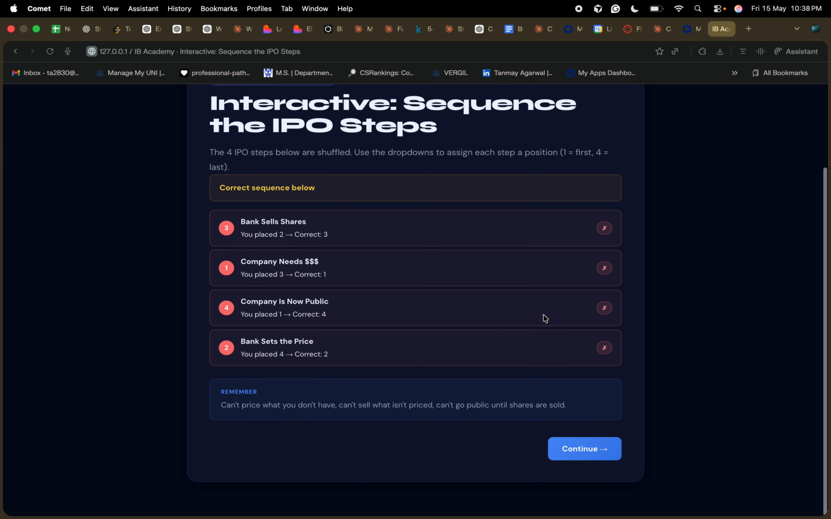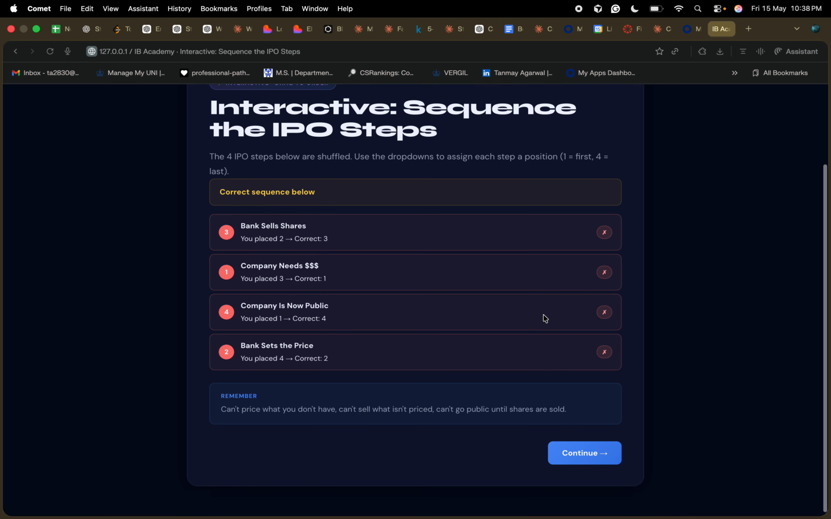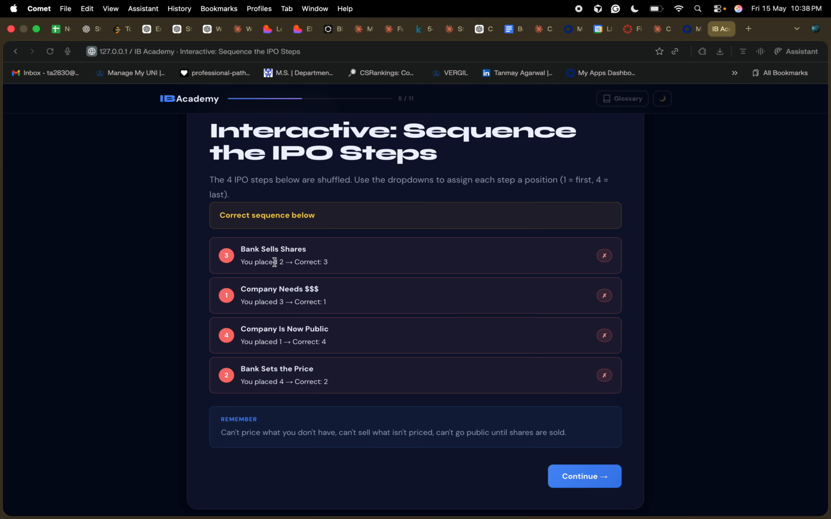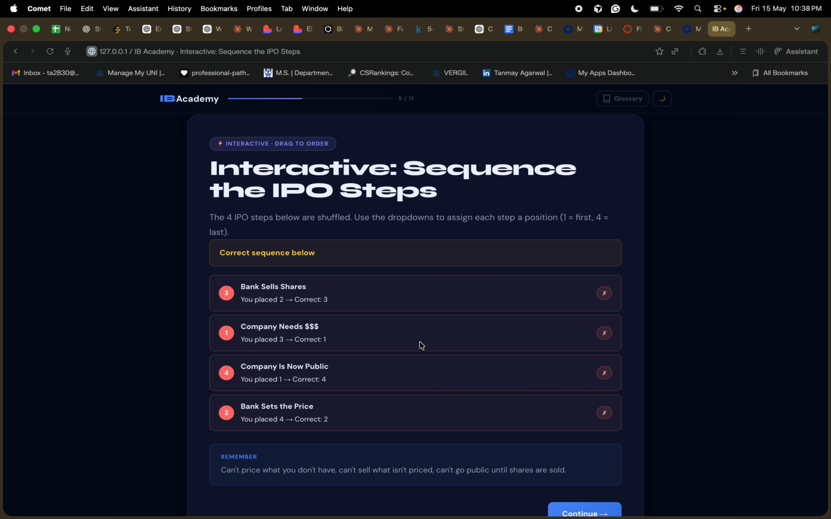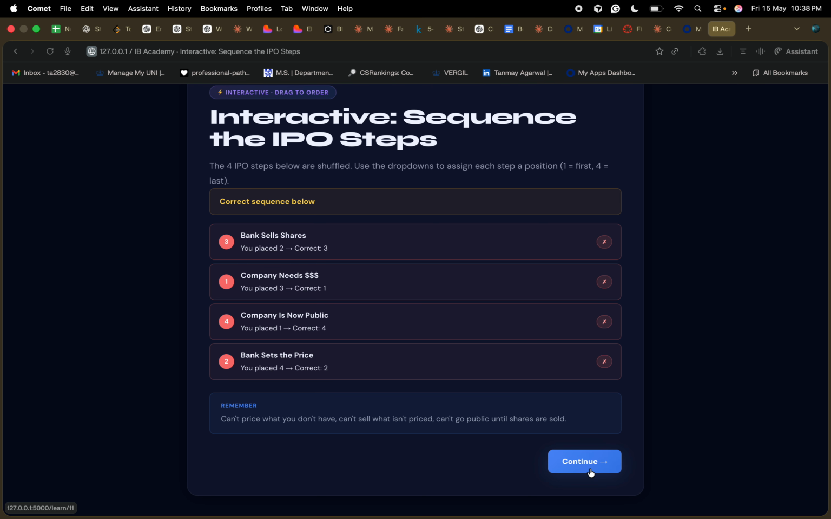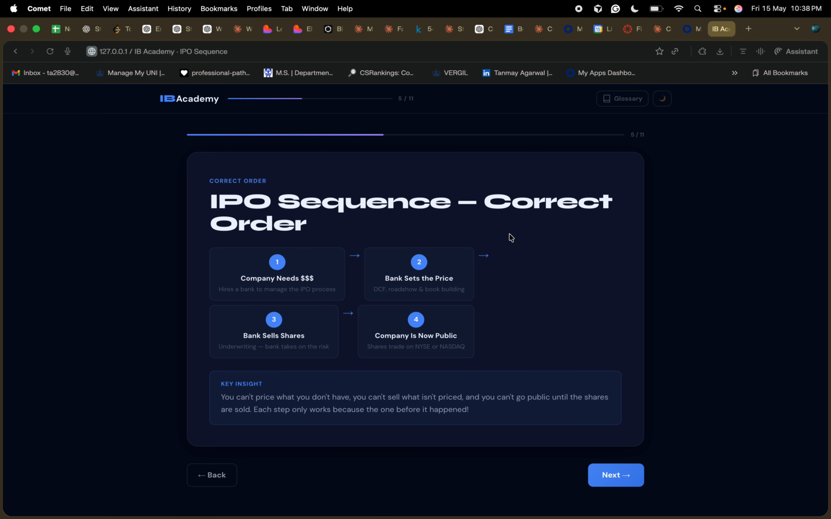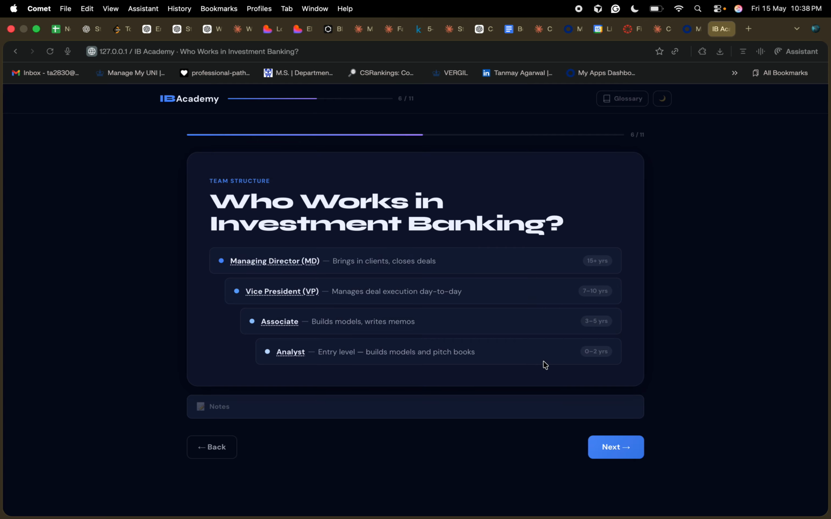So let's just reveal. Okay, I guess I need more practice over here. And as you can see, why it is wrong and what the correct sequence should be is already shown because this is a learning session. And this here is the complete IPO sequence. And now moving on to who works in investment banking.